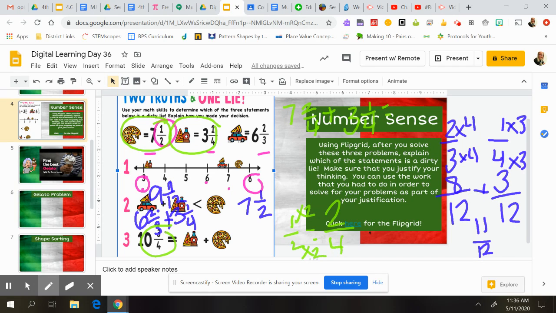So I want to know which statement is the dirty lie. I can't wait to see all your awesome thinking on Flipgrid. And remember, I wrote on here, you can use all of this work that I just wrote down on this computer screen. You can use that in your justification. You could use all of the work that you have to describe why you know that one is the dirty lie. I can't wait to see all your awesome thoughts about my dirty pizza lie.